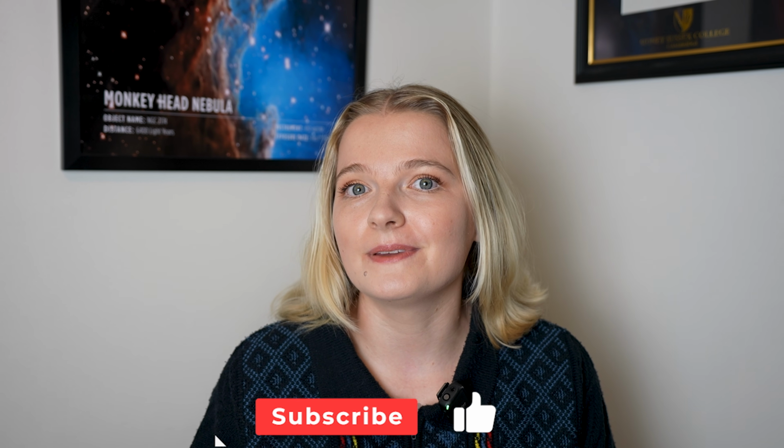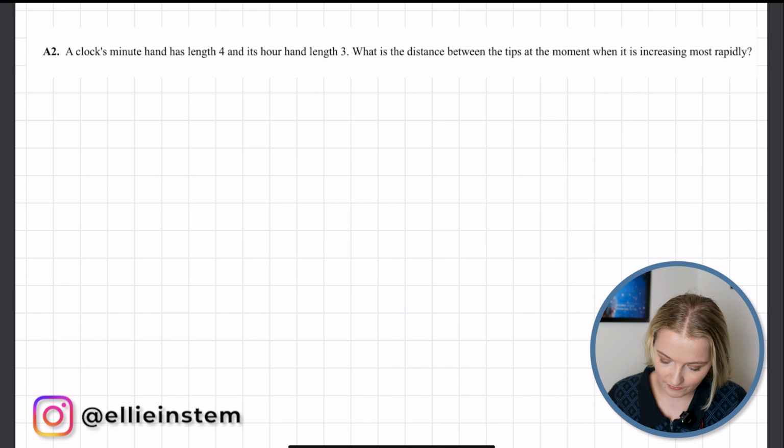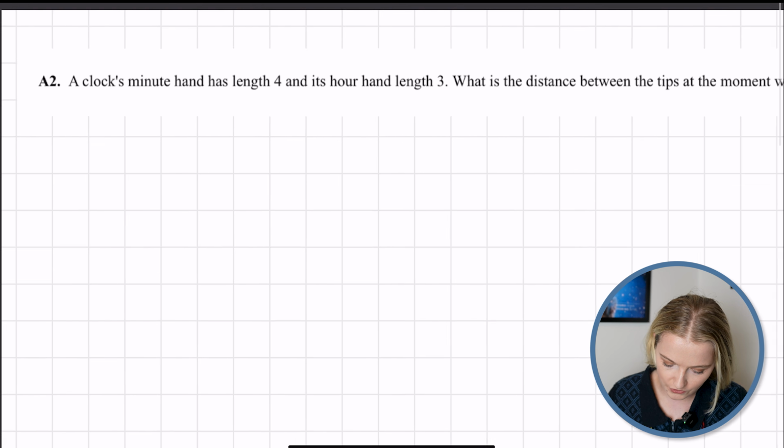Today I'm going to be solving a really beautiful problem from the Putnam exam competition. Let's dive straight in. So this is the problem that we have here. It might be a little bit small to read, so I'll just zoom in.